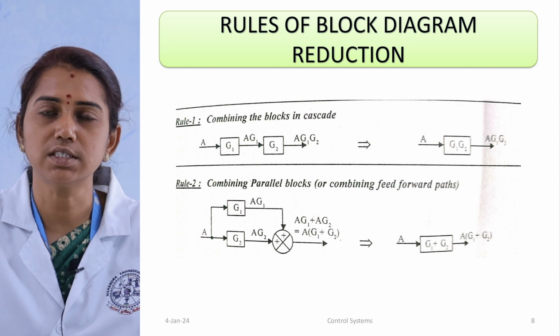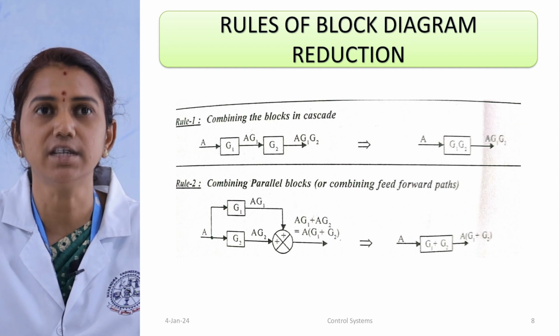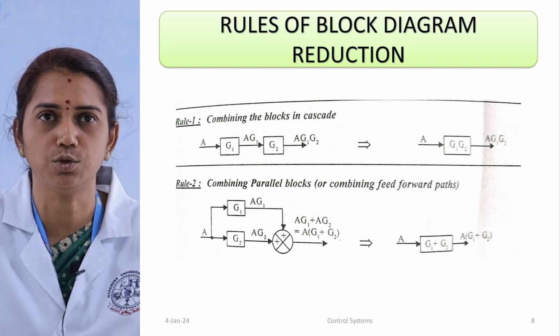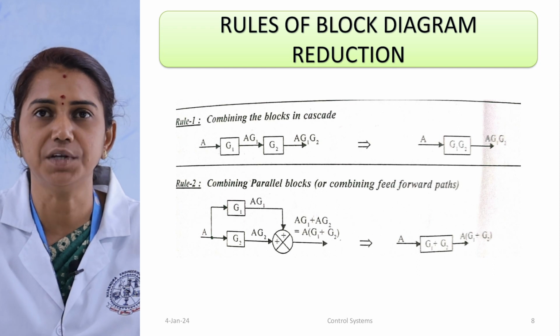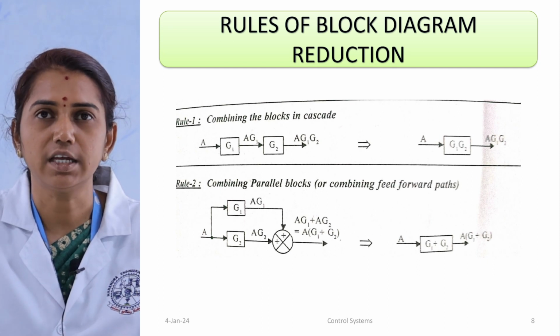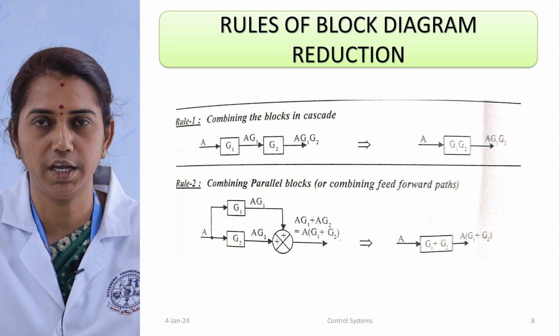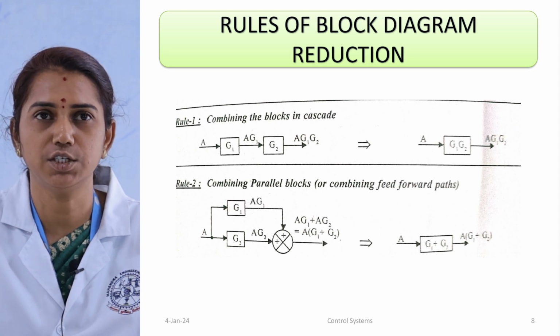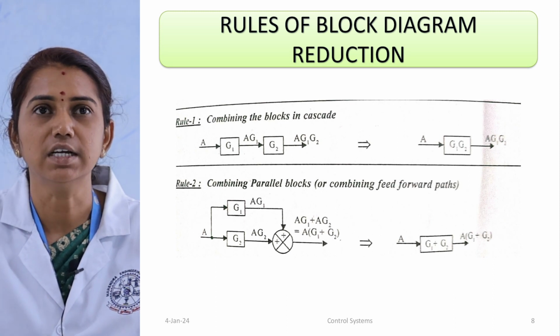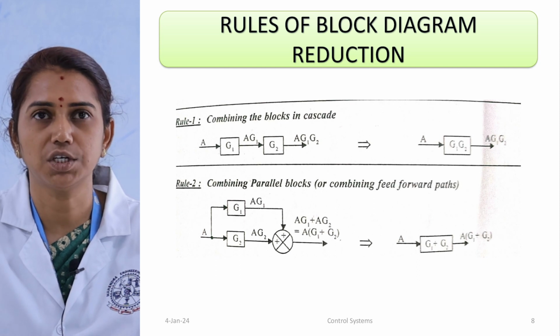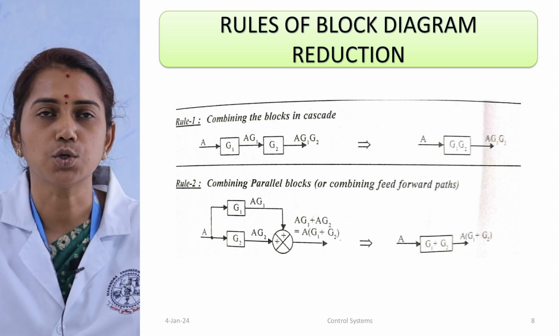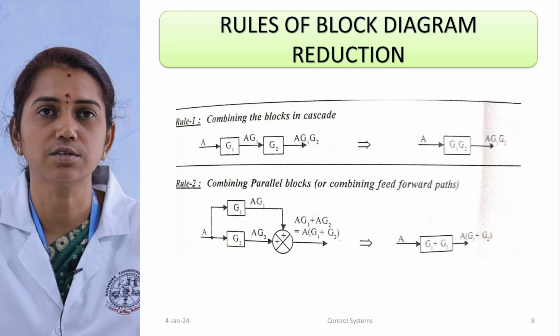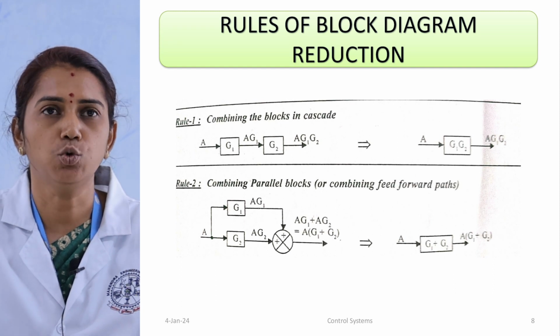A single block means we are directly multiplying the blocks' values G1 and G2. The reduced form is written as a single block. Here one single input A with the block G1 G2, and the output we get is the same as before the reduction: A G1 G2. So combining the blocks in cascade means you are just multiplying the two blocks.